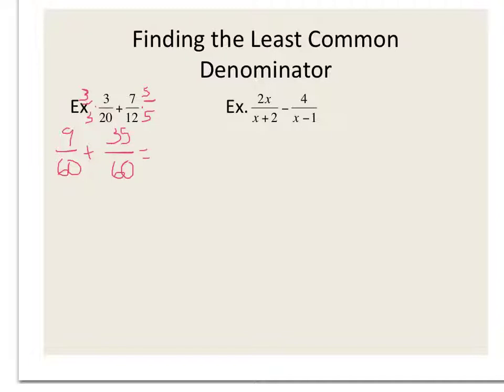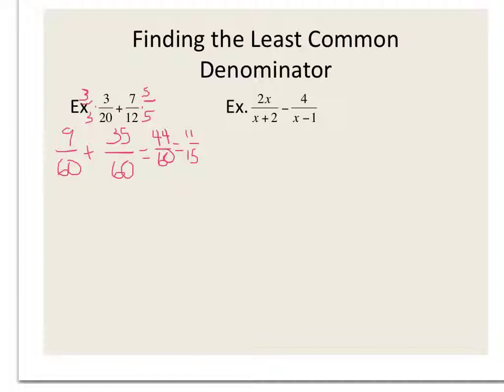Add those together, and I get 44 over 60, which can then be reduced by 4 on the top to make 11 and 4 on the bottom to make 15.